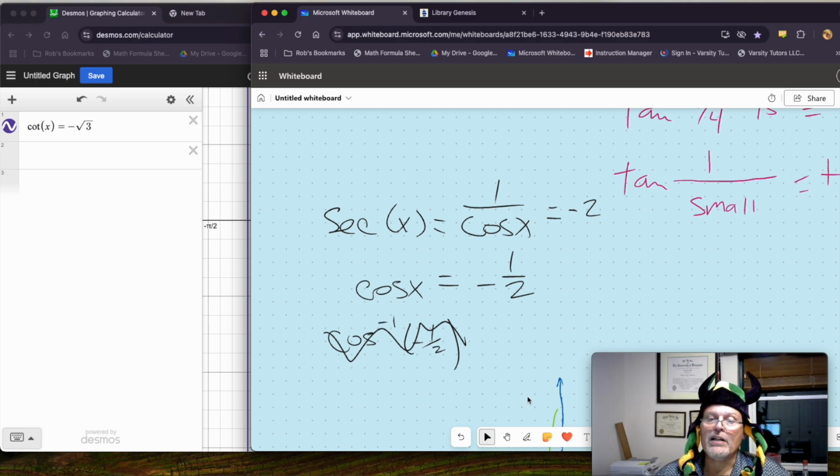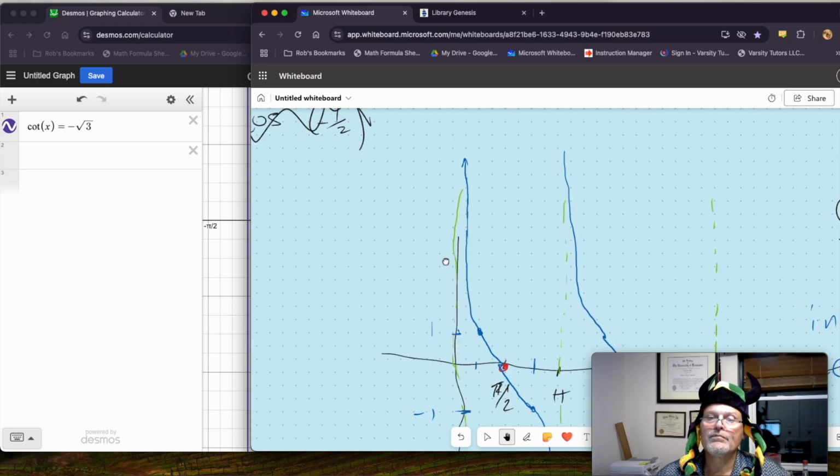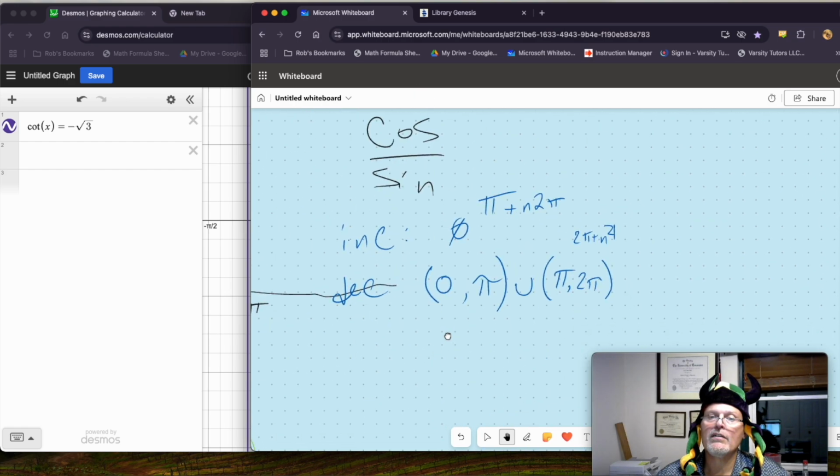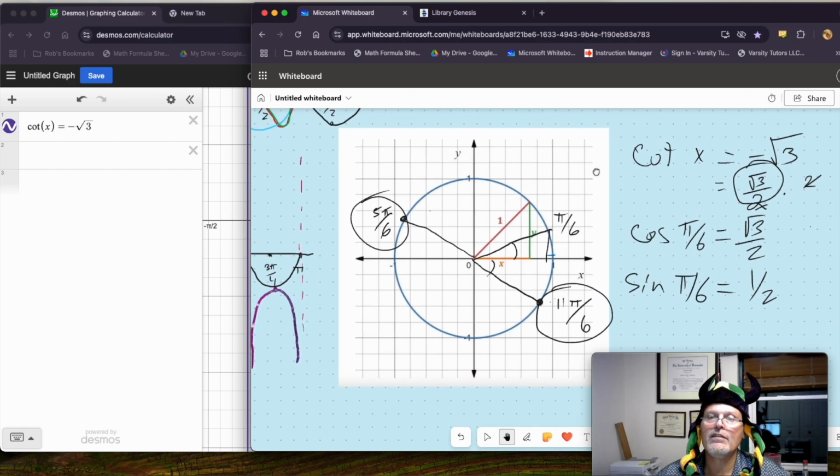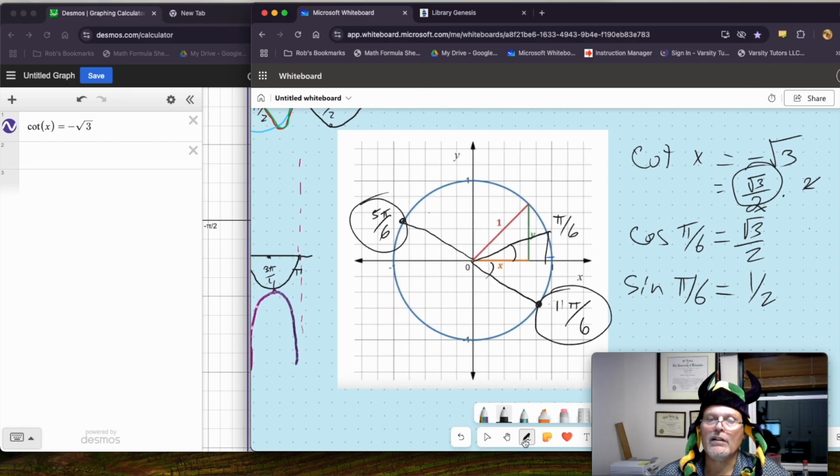So I'm going to go back to my unit circle. Anyone know where I put it? I know it's around here somewhere. There it is. Let me clean that up a little bit.